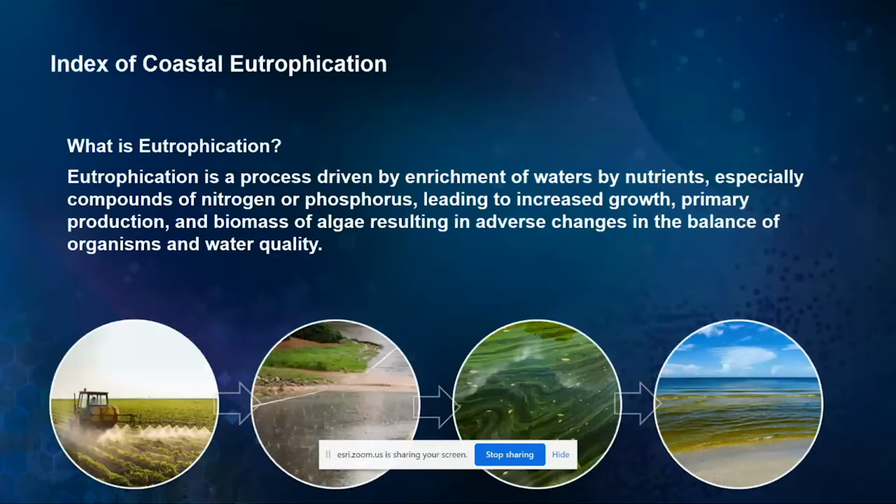Now I'll talk to you about work that we've been doing on an SDG indicator for SDG 14, which is the indicator for the oceans, life below water. One of the indicators is related to marine pollution, and it includes an index of coastal eutrophication. Eutrophication is a process where nutrients, especially nitrogen and phosphorus, lead to increased growth and primary production of algae, which can cause issues for organisms in the water, such as hypoxia, as well as other issues with water quality that can be a real challenge for the environment.